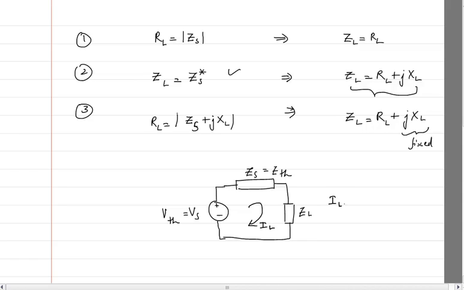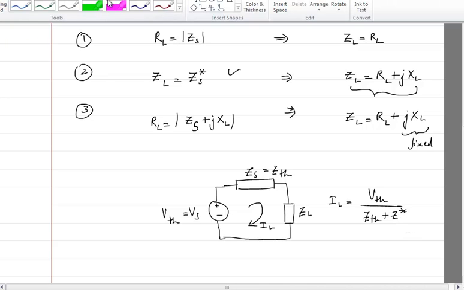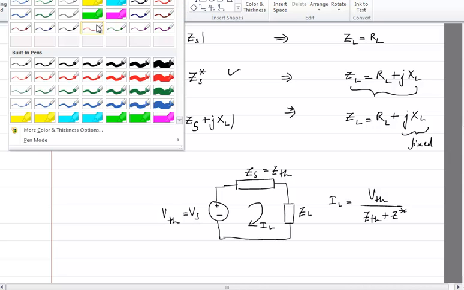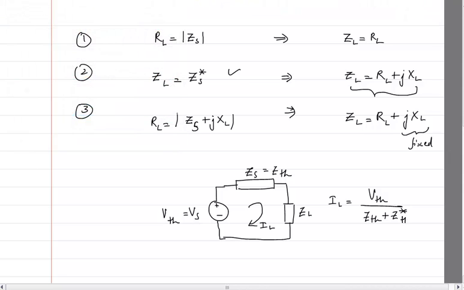And what is going to be IL? IL is going to be VTH divided by ZTH plus ZL. And what is ZL? ZL in our case is ZS conjugate, or basically ZTH conjugate. So I will write this as ZTH conjugate. So what will happen when you add two things which are conjugate to each other? The real part will remain, the imaginary part will cancel off. Okay, so let me write that in our case.